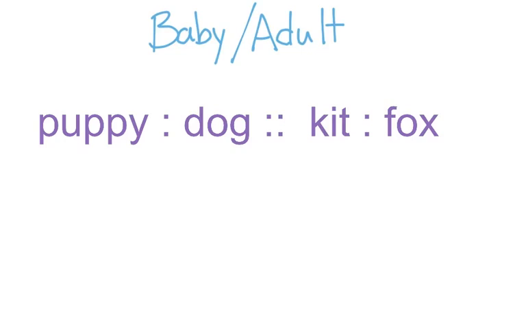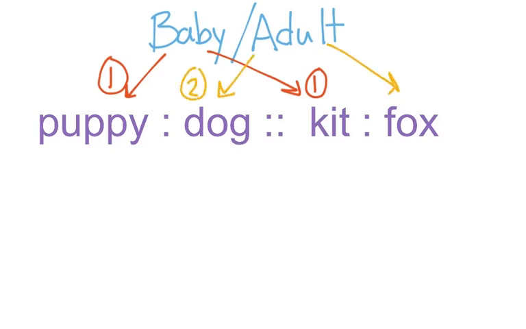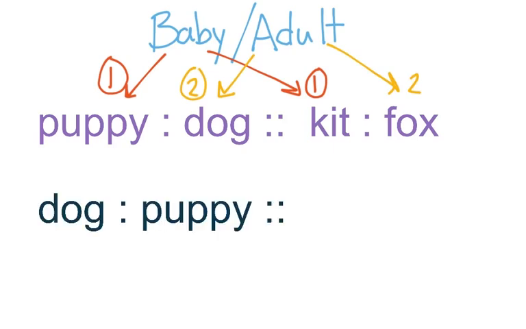One word of advice: your pairs always have to be in the same order. So if baby comes first here, it also has to come first over here. Adult comes second over here, so it also must come second here. If we had reversed this, if we had written dog is to puppy, then on the other side we would have to write as fox is to kit. This way our pairs maintain the same relationship in the same way. So baby to adult, or adult to baby, adult to baby.